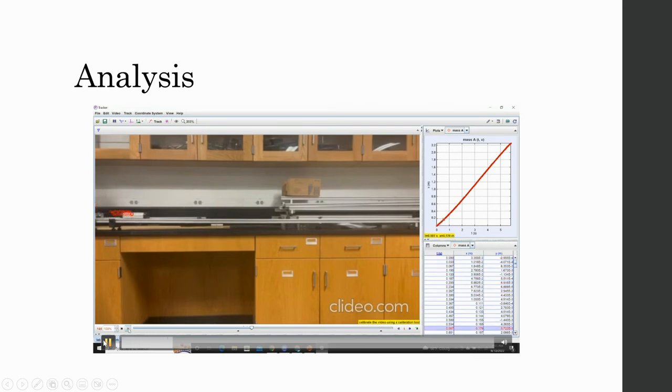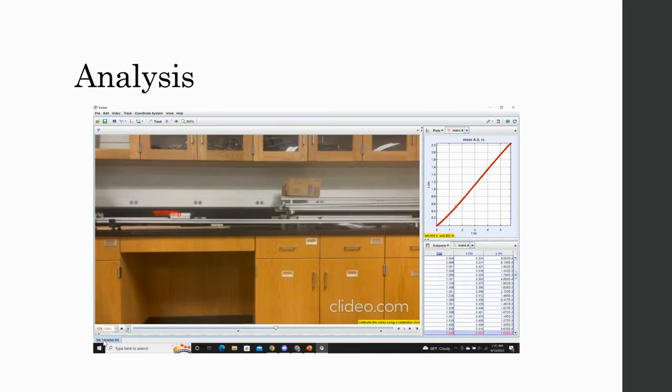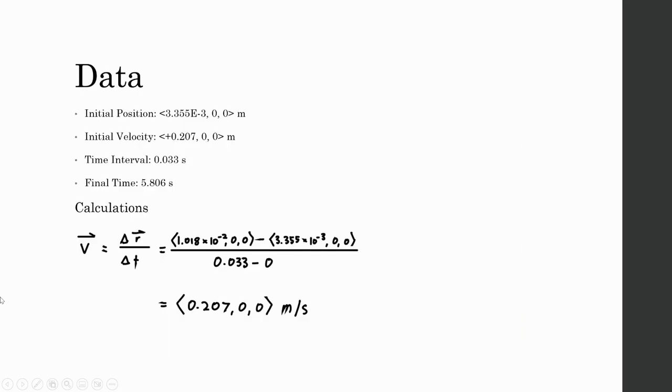Here is a video of Tracker analyzing and determining the object's position and corresponding time. We can use the data provided by Tracker to find important data points. Using the first two data points provided by Tracker, we can find the initial position, initial velocity, time interval, and final time. These four data points are needed to create our computational model.